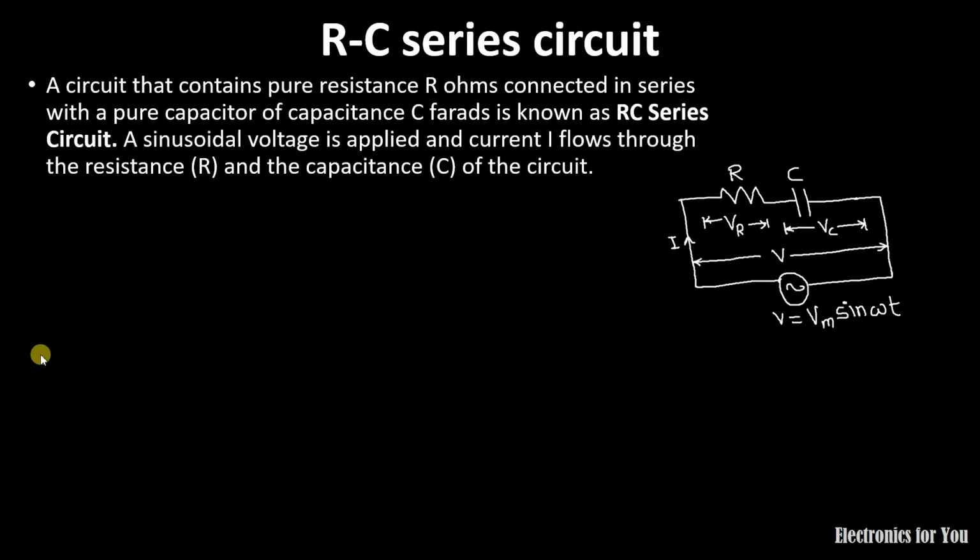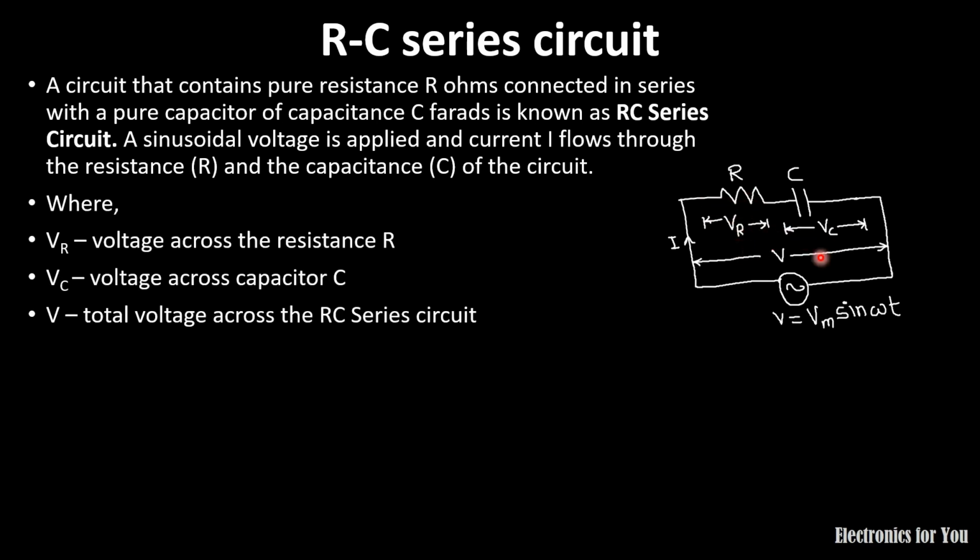RC series circuit. So this is the diagram for RC series circuit, where a resistance and a capacitor are connected in series across a supply voltage V equals Vm sin omega t. It means that AC supply is applied, and the voltage across resistance is considered to be VR and voltage across capacitor is Vc. The terminal voltage, or total voltage across this RC series circuit, is V, and it equals Vm sin omega t.